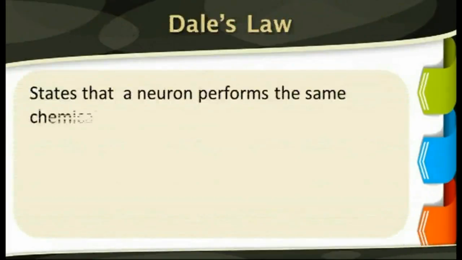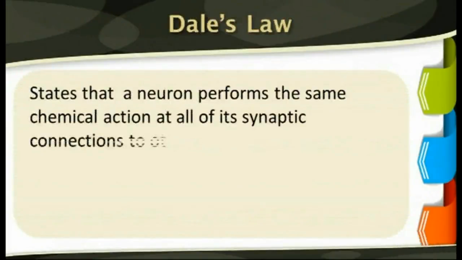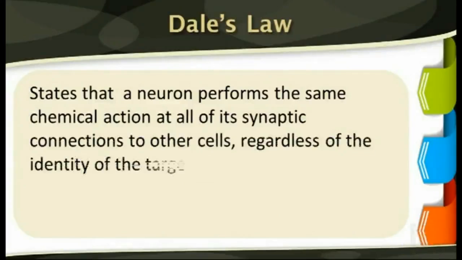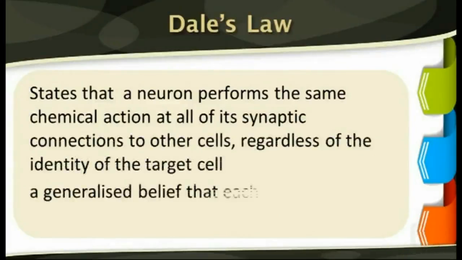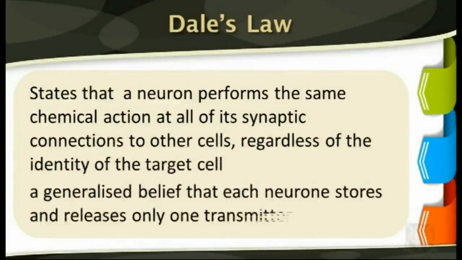Dale's law. No single neuron releases all these transmitters. In fact, it was long believed that each neuron stores and releases only one transmitter. This generalization is known as Dale's law. Recent knowledge has proved that this is not perfectly true. However, all branches of an axon release and transmit the same transmitter.